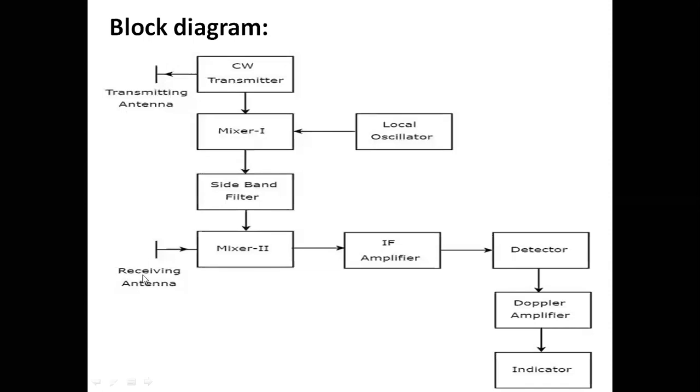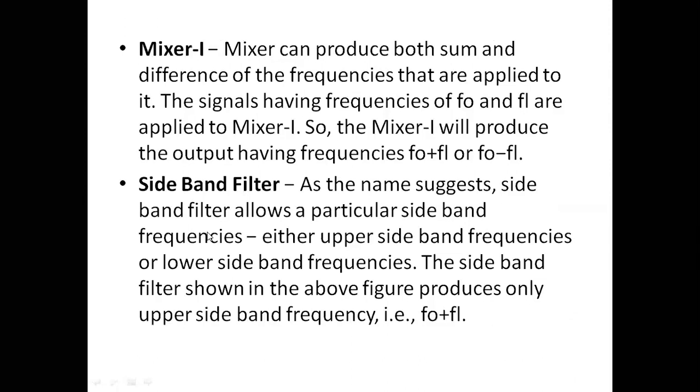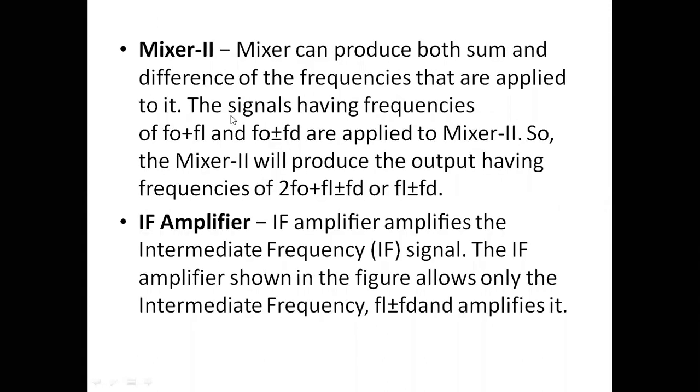There is a change in the frequency. So that means the target is moving. So what is the frequency of that echo signal? That is f naught plus or minus fd. So totally the mixer 2 contains 2 frequencies. One is f naught plus fL, another one is f naught plus or minus fd.